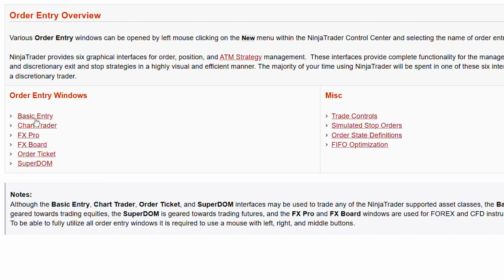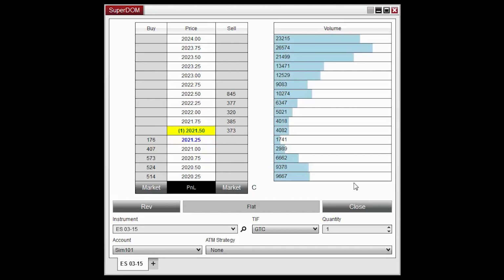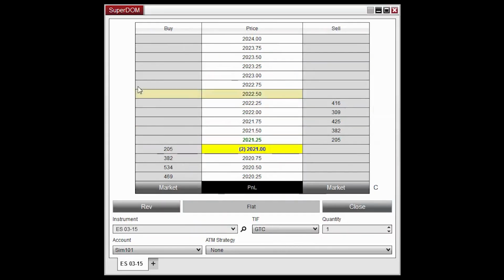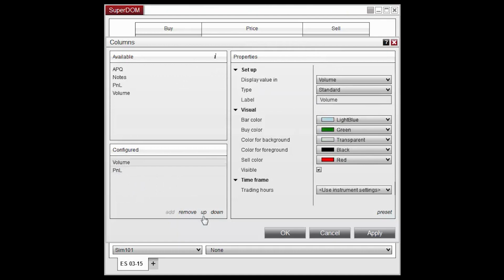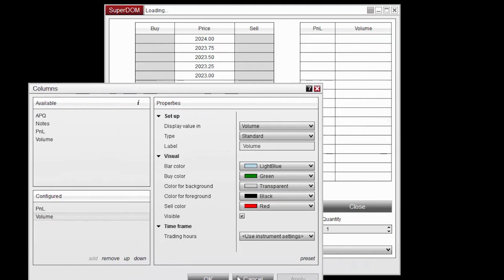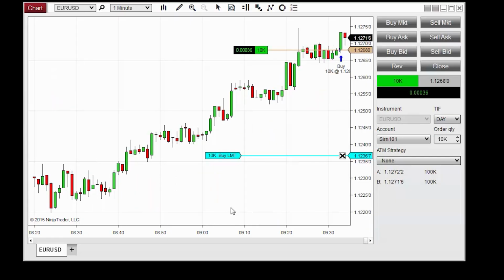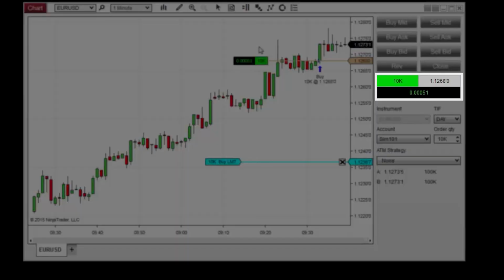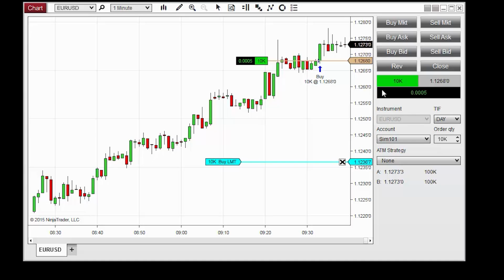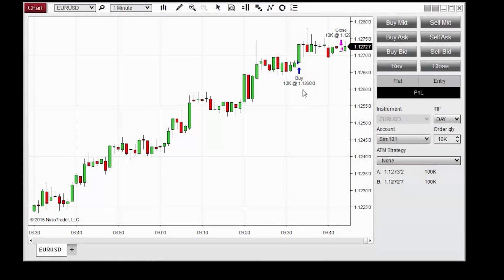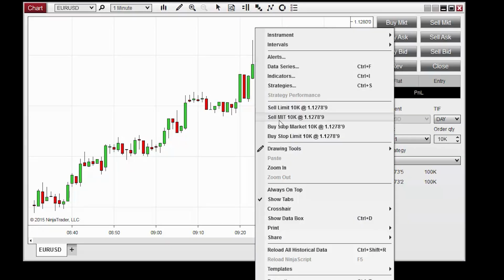Basic Entry, Chart Trader, Order Ticket, SuperDOM, FX Pro, and FX Board. The SuperDOM is essentially popular for futures traders. It's visual, efficient, and it lets you manage orders, positions, and exit strategies with incredible speed. And the charting in NinjaTrader is also some of the most powerful that you'll find. The chart supports multiple intervals, indicators, and drawing tools, plus discretionary trading using Chart Trader and automated trading using NinjaScript strategies. The chart window is highly customizable with user-definable options.